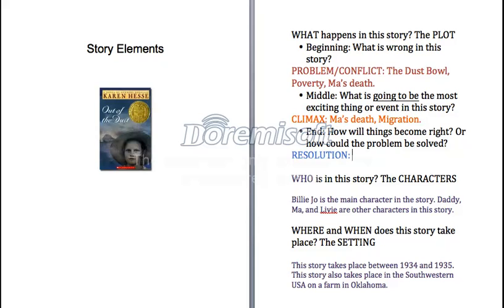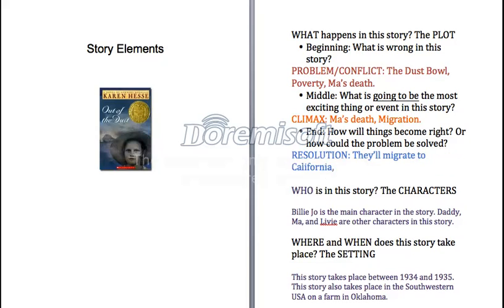Now, let's think about the resolution. How could our problems, the Dust Bowl, poverty, and Ma's death, be solved? Maybe Daddy and Billy Joe will migrate. Maybe they'll migrate to California. Or maybe both of them will get over Ma's death. We don't know, but these would be ways to solve the problem that first occurred and that we've read about already.